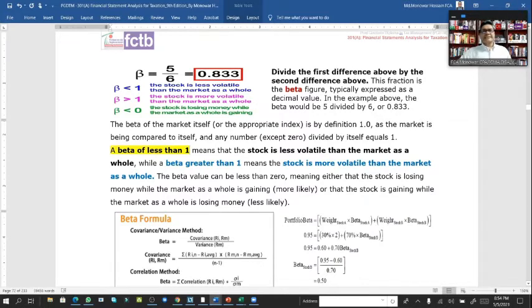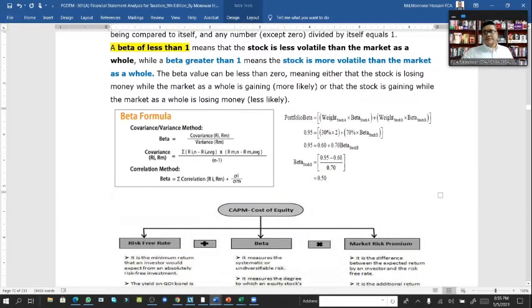A beta less than 1 means that the stock is less volatile than the market as a whole, while a beta greater than 1 means that a stock is more volatile than the market as a whole. The beta value can be less than 0 also, meaning that either the stock is losing money while the market as a whole is gaining, or that the stock is gaining while the market as a whole is losing money. This way we can calculate beta, the statistical calculation.